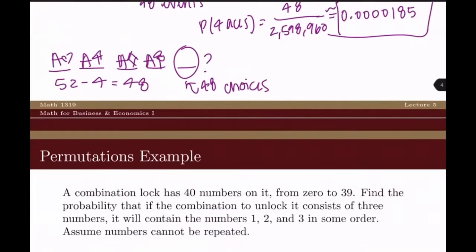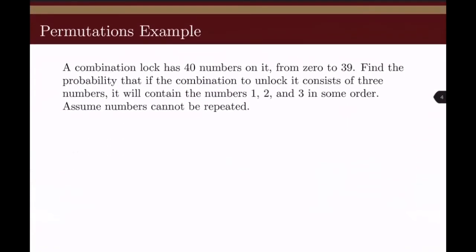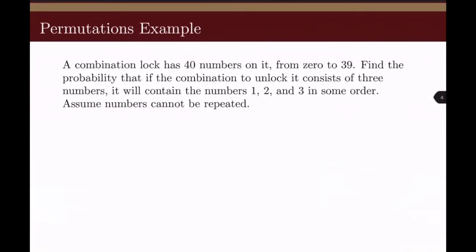All right, moving on. A combination lock has 40 numbers on it, from 0 to 39. Find the probability that if the combination to unlock it consists of 3 numbers, it will contain the numbers 1, 2, and 3 in some order, and we assume that the numbers cannot be repeated.